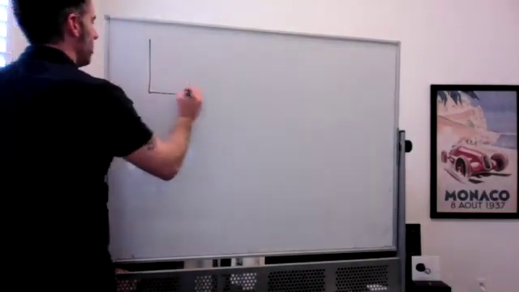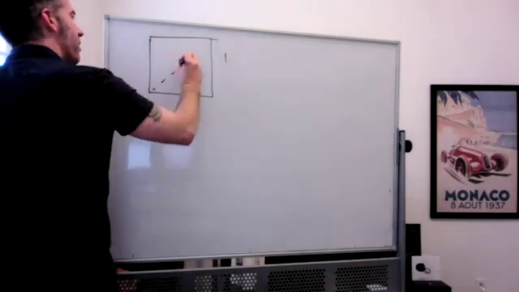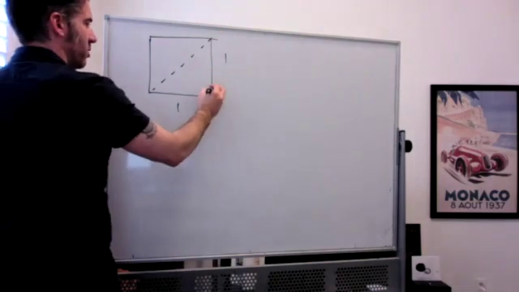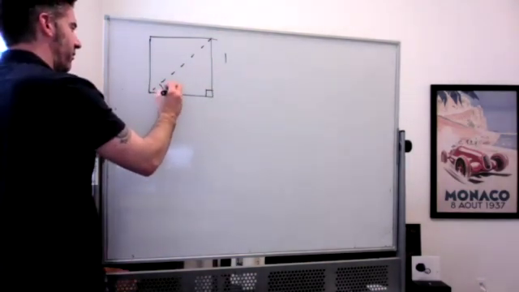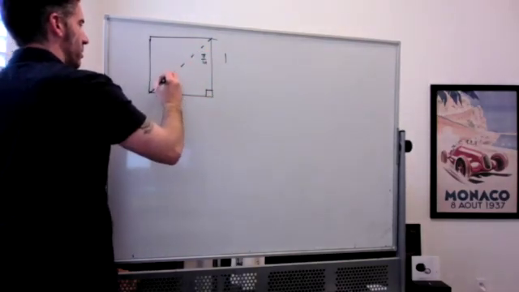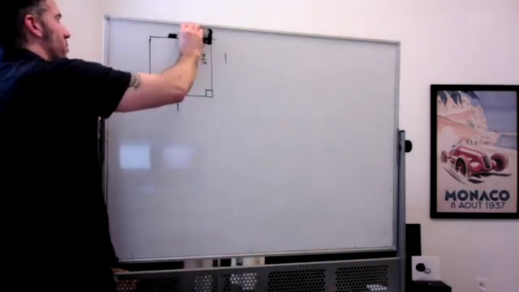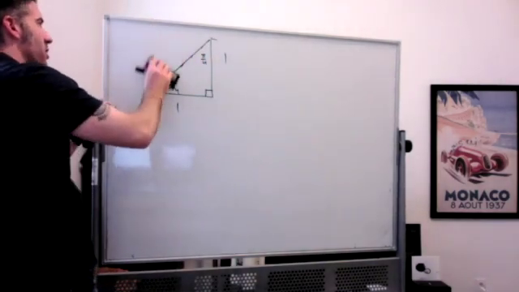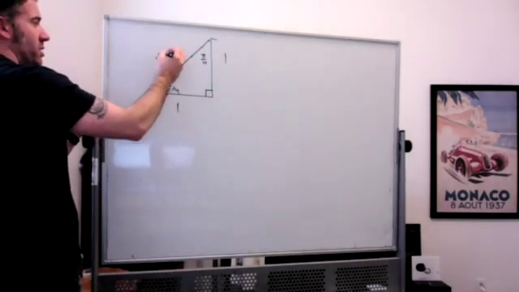You take a square, side length 1, cut it in half. There's your 90 degree or pi over 2 radians. This angle here is pi over 4. This angle here is pi over 4. Filled in. Erase this other part. And then again, we can use the Pythagorean theorem to find this third side, which is the square root of 2.